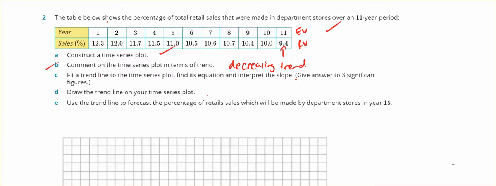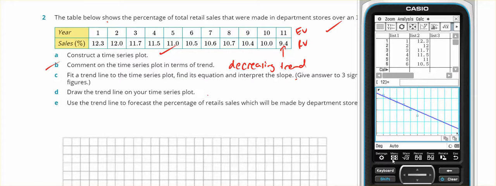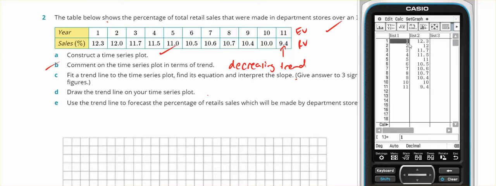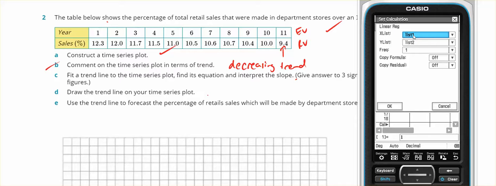Now it says fit a regression line for the time series. Find the equation and interpret its slope. I've entered the data on my CAS calculator. If we go back to statistics, I've entered the year numbers, 1 to 11, and the corresponding sales figures. So I'm going to go calc, regression, linear regression. List 1 is my explanatory, and list 2 is my response. We don't really need residuals in this case, so just leave that.